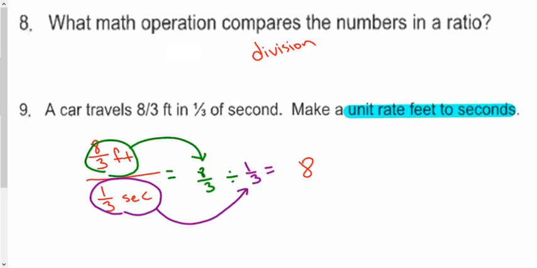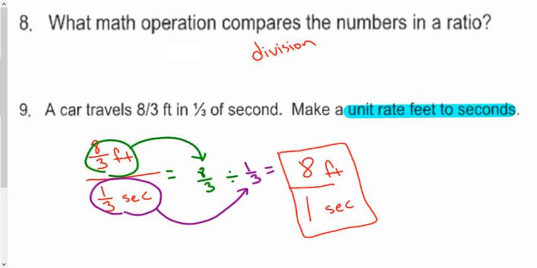And we will get a number. In this case, it's a whole number. It's an 8. And we're going to stick that over a 1, so that way it's still a rate there. It takes two numbers. And don't forget to label. It'd be 8 feet, 1 second.